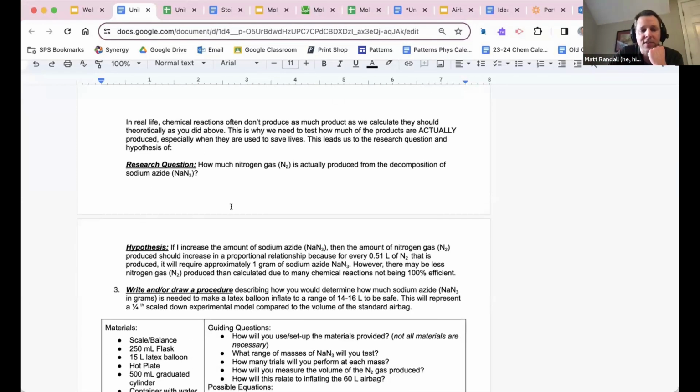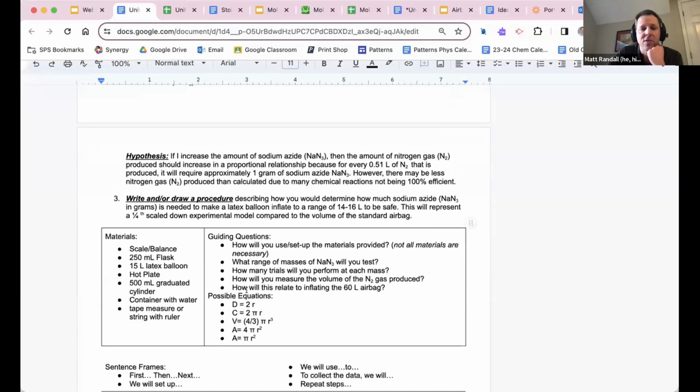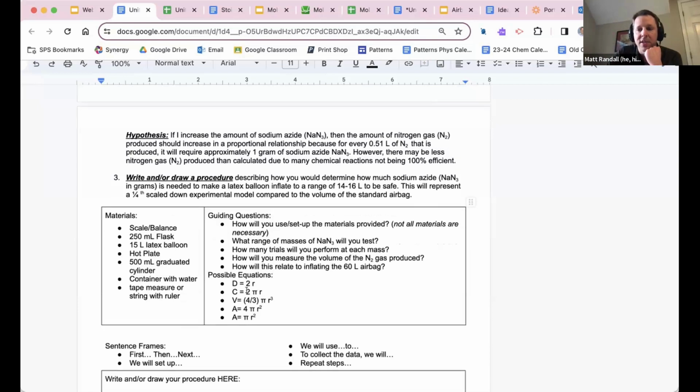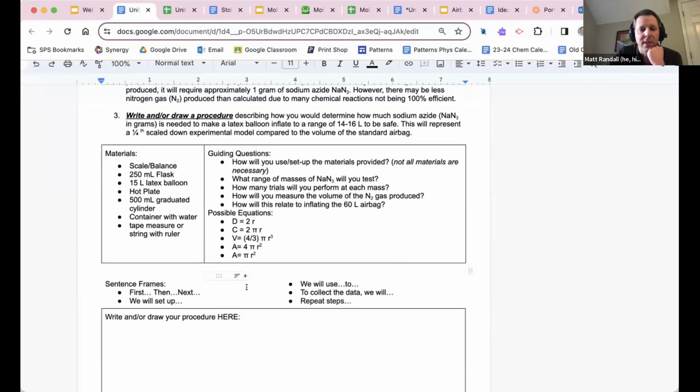And so this next question, number 3, is asking students to draw and write a procedure on how they would measure how much product is actually produced in that reaction. And that's a cool connection to the airbag engineering task when you were doing that.